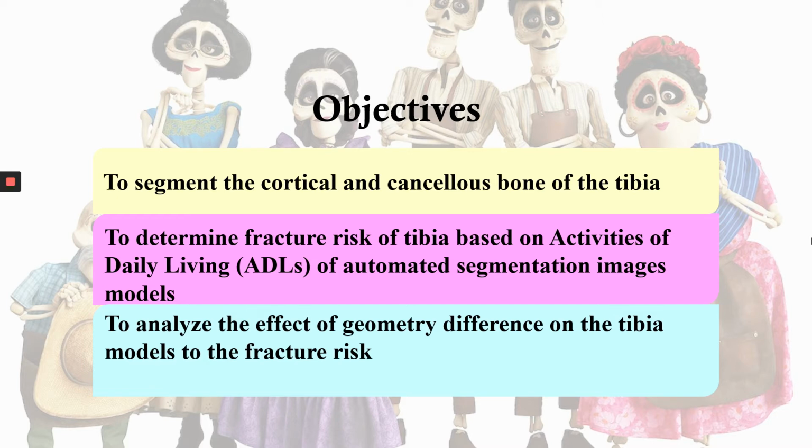So to address the problem, I have come out with these three objectives. First, to segment the cortical and cancellous. We intend to separate it. Next, to detect the trajectories of the tibia based on the ADL, which are standing on different parts of the model. Lastly, to analyze the effect of geometric differences on the tibia models to the theories.